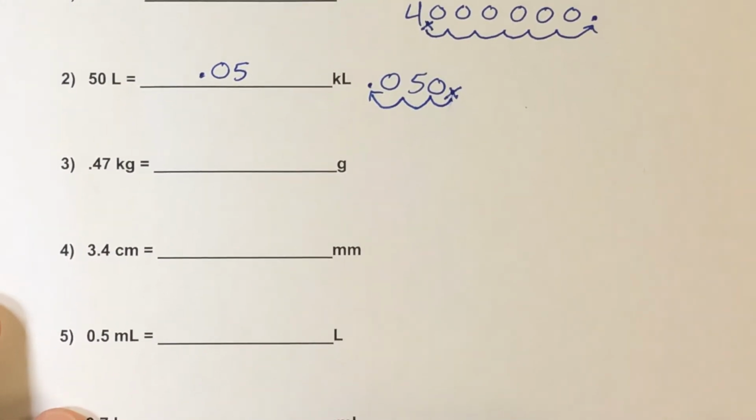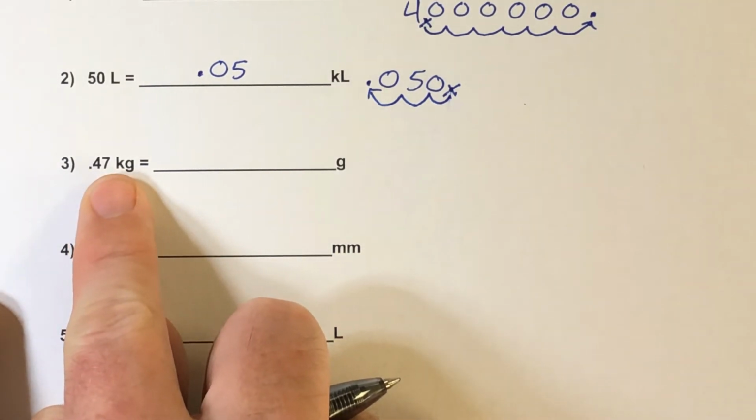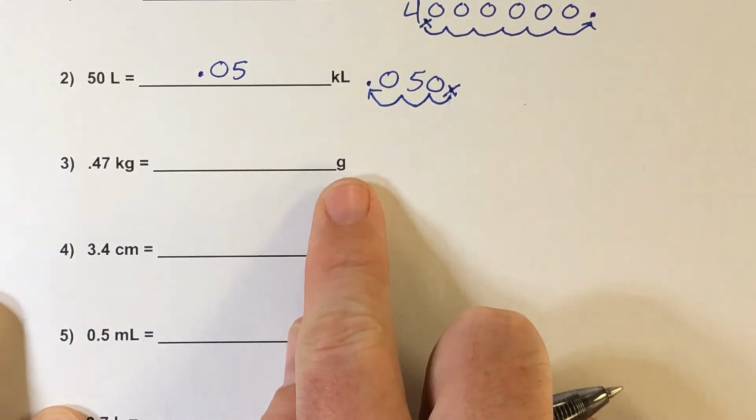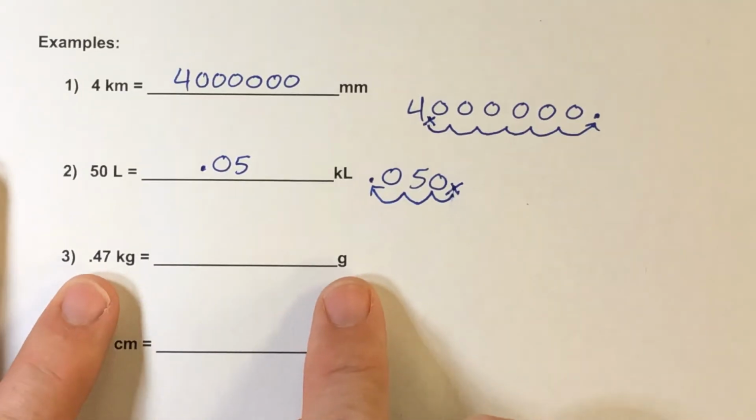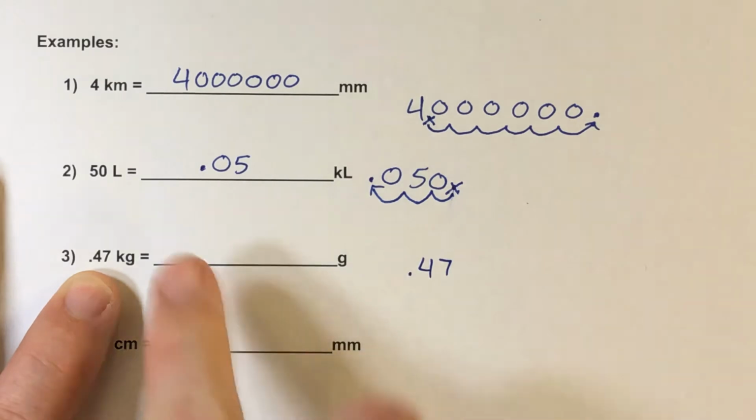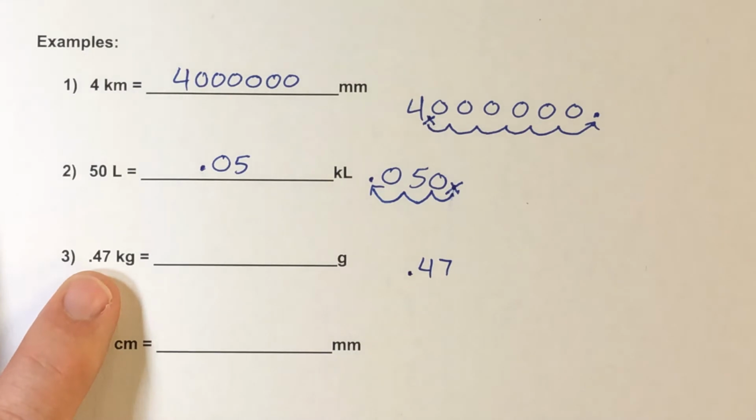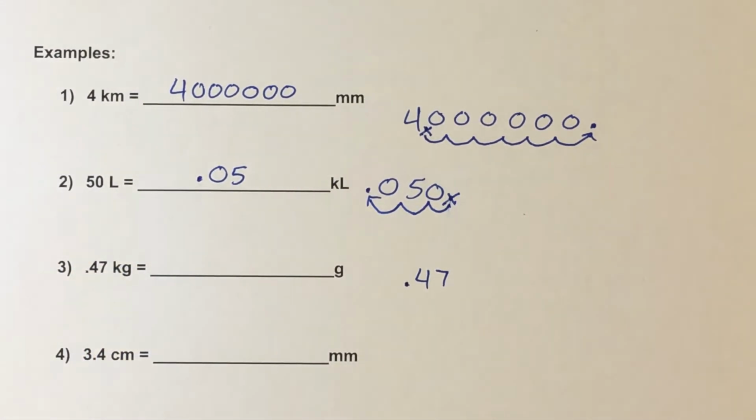Our third example, 47 hundredths of a kilogram. We want to know how many grams that makes up. So first step, write down your number. Next, locate your decimal. It's already there in the front. Next, we're going to determine what we are starting with and what we are converting it to. We are converting from kilograms to grams.